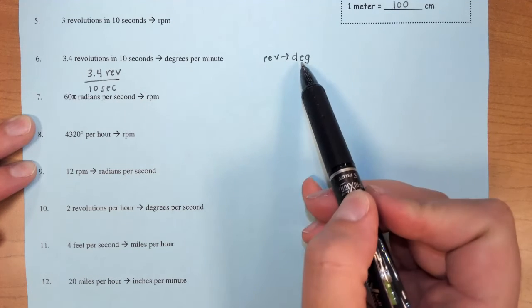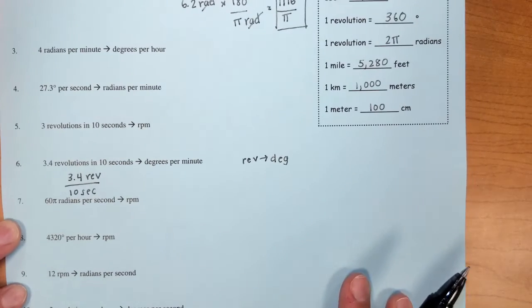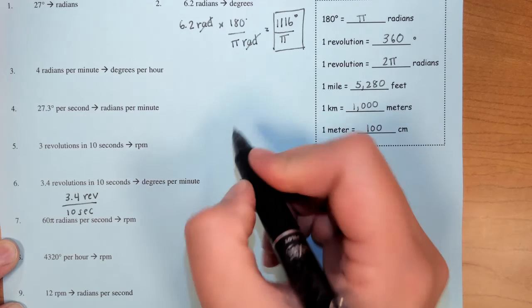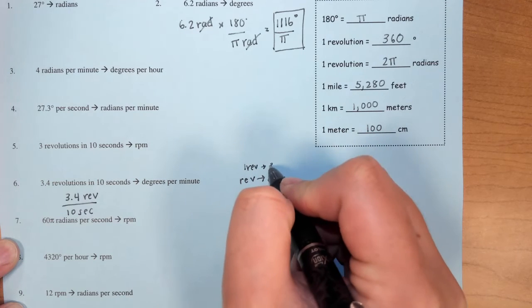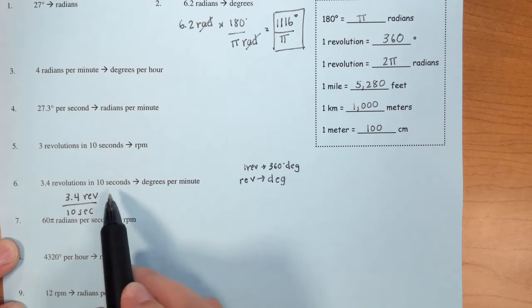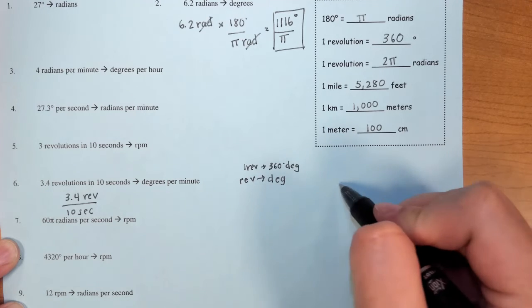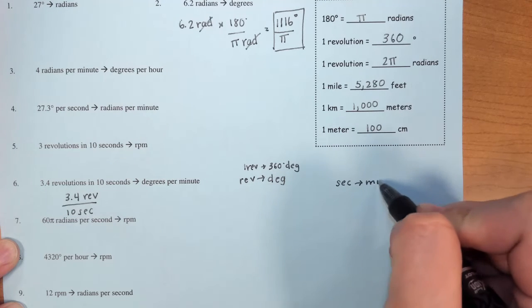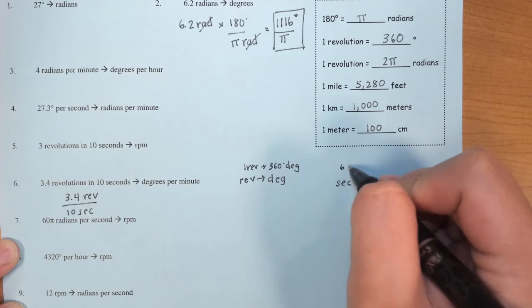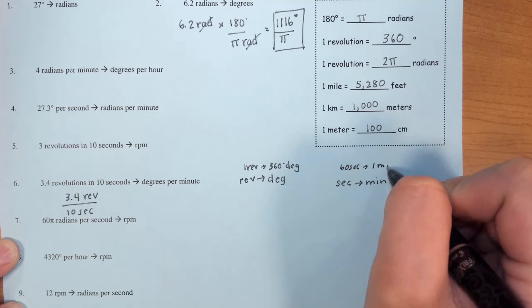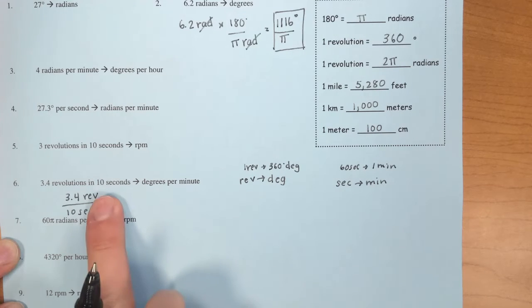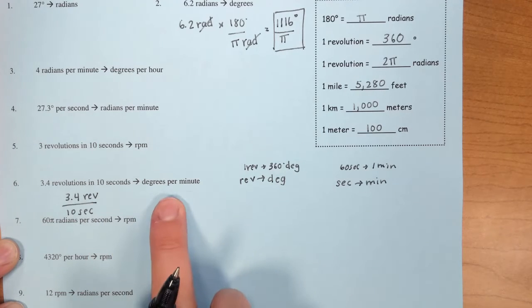Now, how do we turn revolutions into degrees? Well, we have this conversion up here. 1 revolution is 360 degrees. So that's something to note. 1 rev is 360 degrees. We're going to use that. The other thing that we have to worry about converting is seconds into minutes. So that's the other conversion we have to do, seconds to minutes. All right, hopefully everybody knows that. There's 60 seconds in 1 minute. So we have to use two things here in order to get from revolutions per second into degrees per minute.